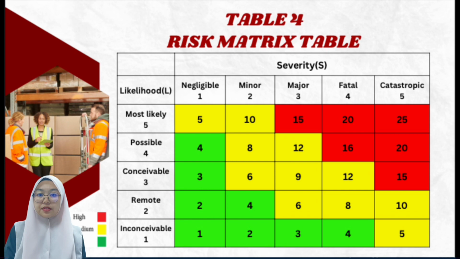Thus, the relative risk is 1, which is below 5, so the relative risk is low. When the likelihood is conceivable, which is 3, and the severity is minor, which is 2, the relative risk is 6, which is the medium risk. For another example, when the likelihood is 5, which is the most likely, and the severity is 5, which is catastrophic, the risk value is 25, which is a high risk.